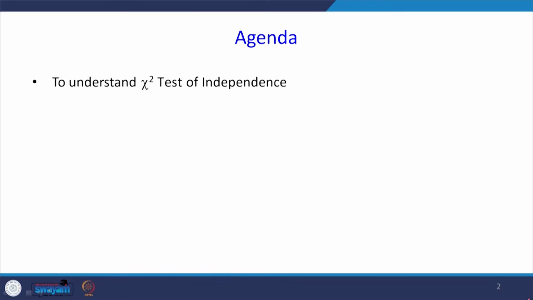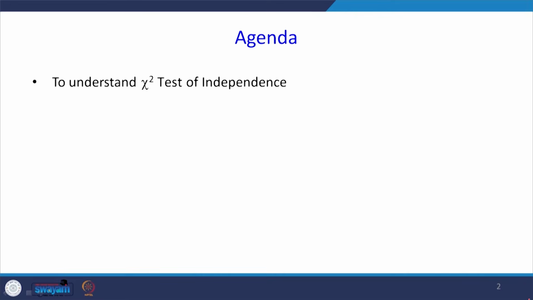Welcome students. Today we are going to see a new topic, that is chi-square test. Chi-square test has two applications. One is to test the independence. Second one is to test the goodness of fit. In this class we are going to see the test of independence. The agenda for this class is to understand chi-square test of independence.